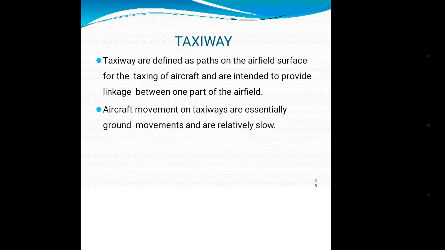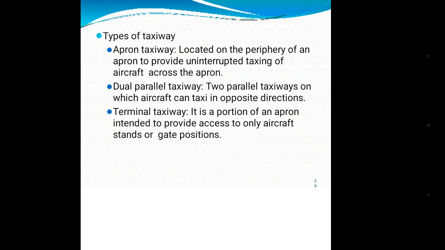Then taxiway. Now what are these taxiways? Taxiways are defined as paths on the airfield surface for taxiing of aircraft and are intended to provide a linkage between one part of the airfield and another. So taxiways are nothing but the connecting medium between the runways and the aprons, or it may be runways and the hangars. Then aircraft movements on the taxiways are essentially ground movements and are relatively slow. As we know, taxiways are the connecting mediums, so the speed will be slow and there is a ground movement of the aircraft.